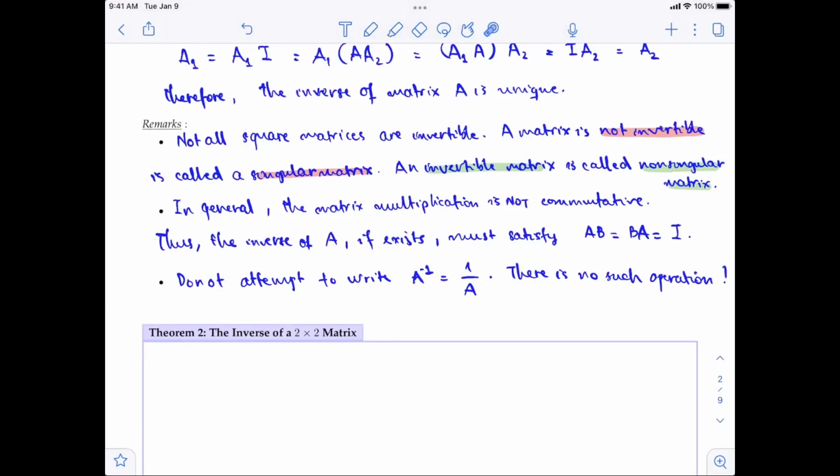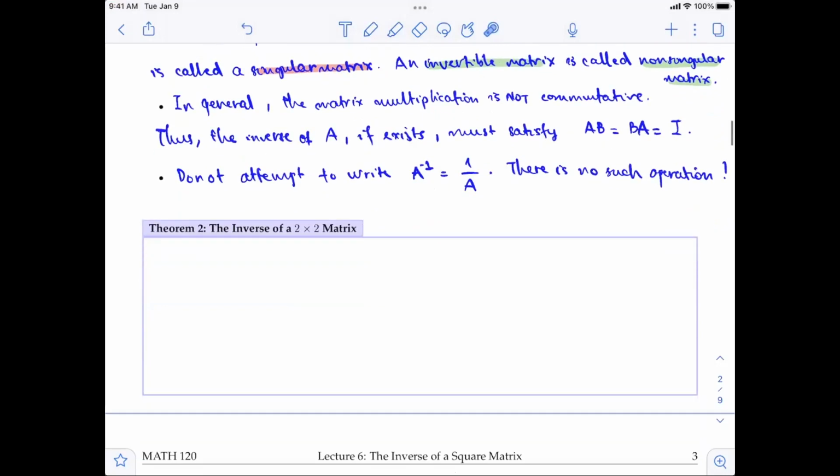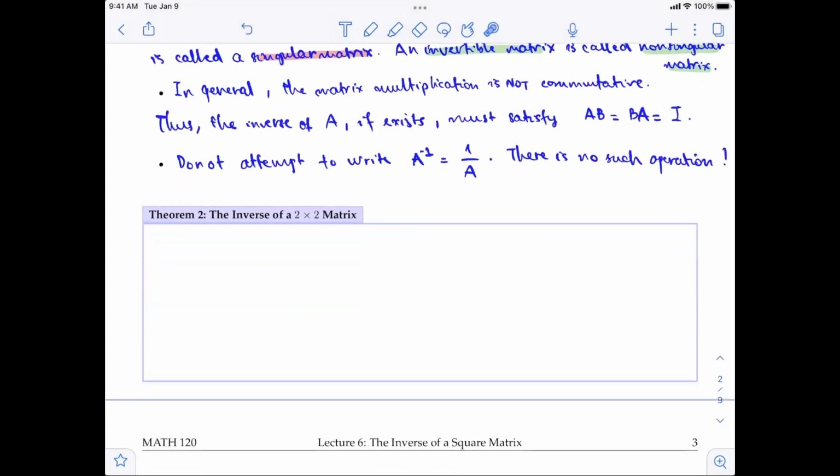Okay, so the next theorem I want to give you is a formula for you to calculate the inverse of a 2 by 2 matrix. The formula only works for a 2 by 2 matrix. If you have higher dimensions of matrix, 3 by 3 or higher, then you have to follow a certain procedure, more specifically the Gauss-Jordan elimination method, to obtain the inverse of the 3 by 3 or 4 by 4 or 5 by 5 matrix.